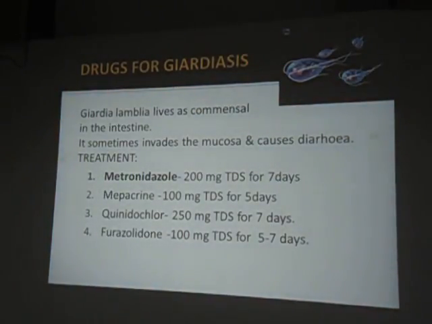So Giardia is a common commensal found in the intestine. It can invade the mucosa and cause diarrhea. So we have metronidazole and tinidazole commonly used. Metronidazole is usually used in a dose of 400 mg, but for this purpose we can use 400 mg 3 times daily for 7 days. Mepacrine and furazolidone are also used.